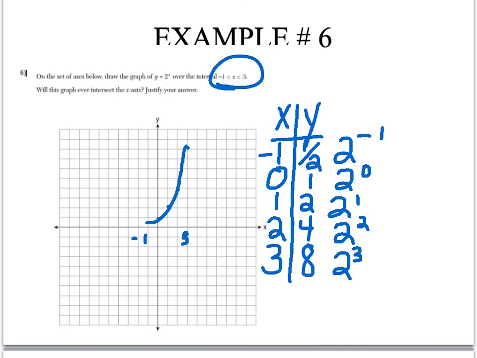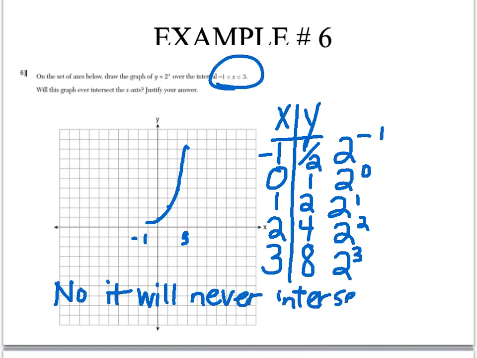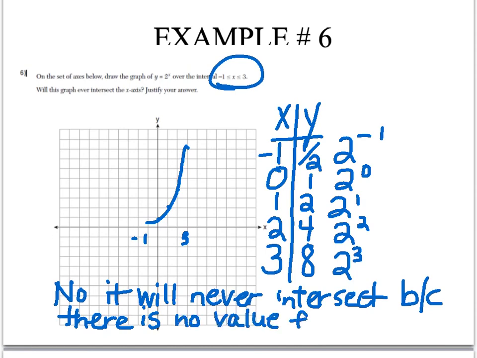That's our interval. And now we have to decide or justify why this graph never, or will it ever intersect the x-axis? No, it will never intersect the x-axis because there is no value for x to have y equal to 0.